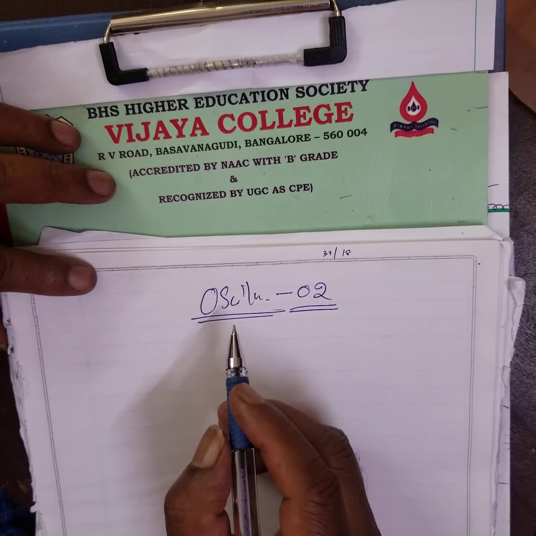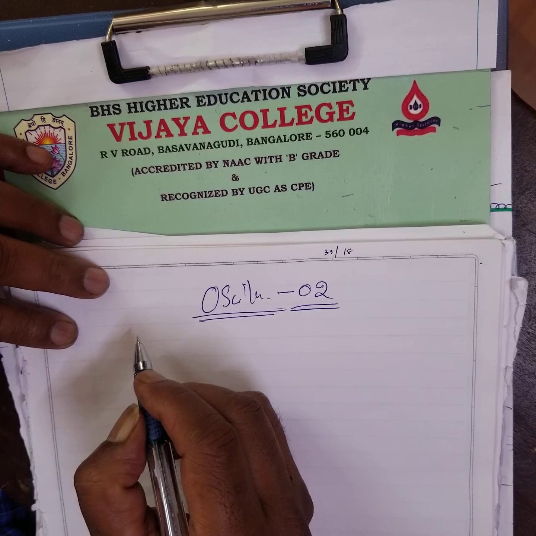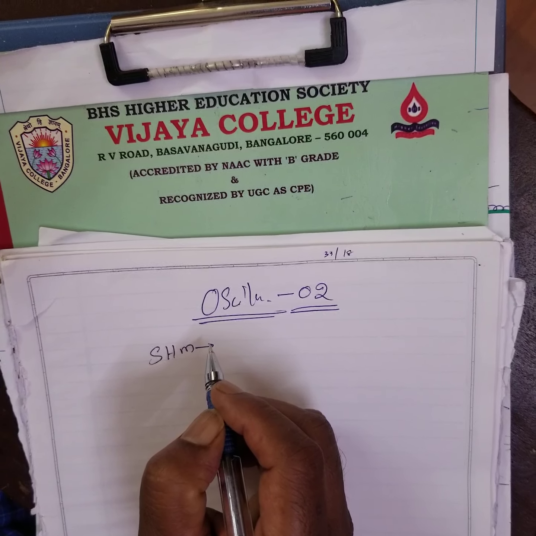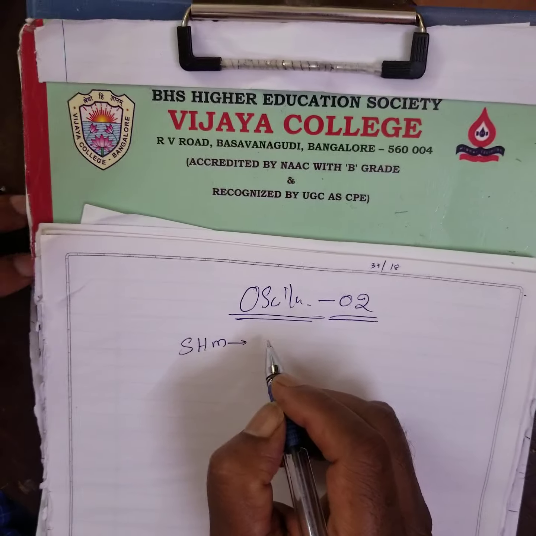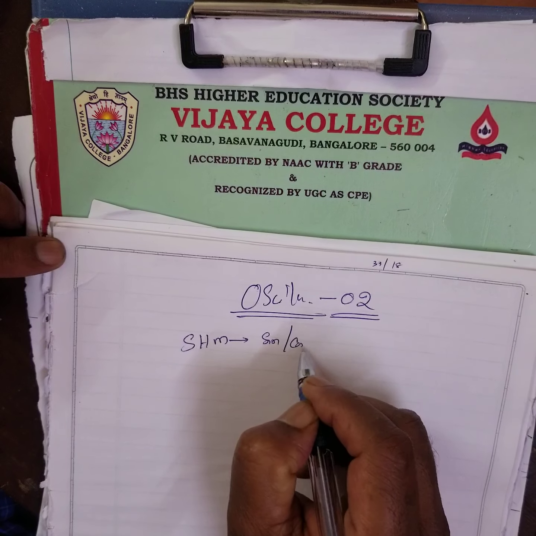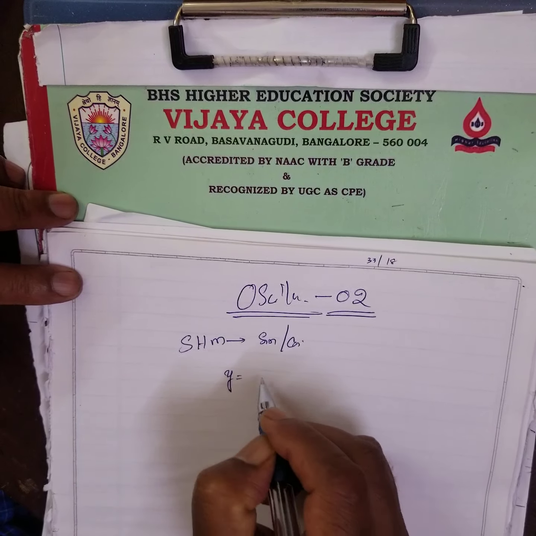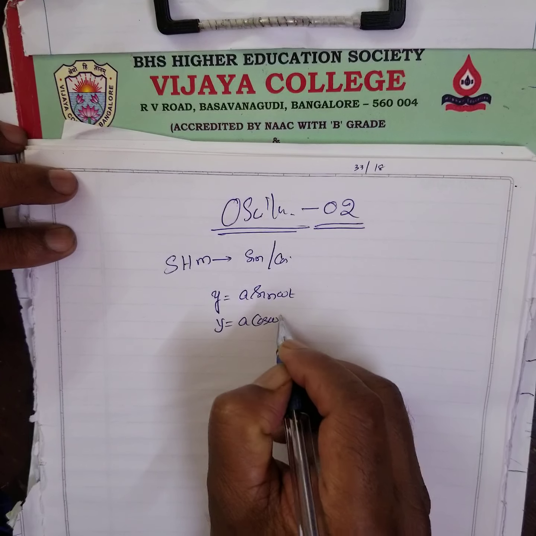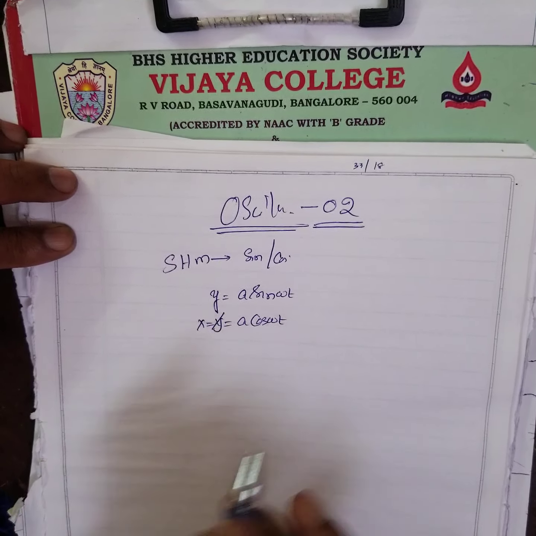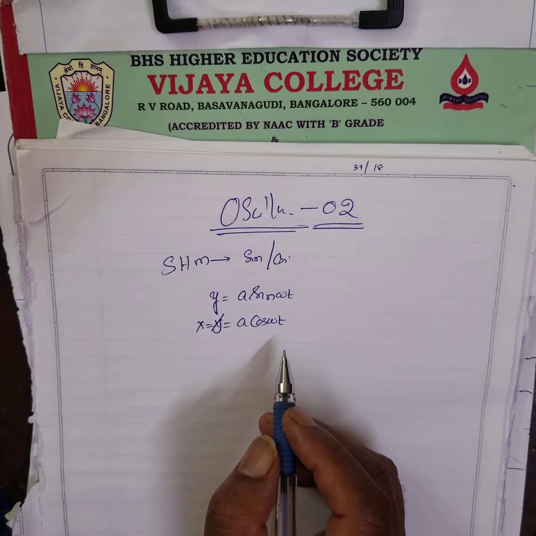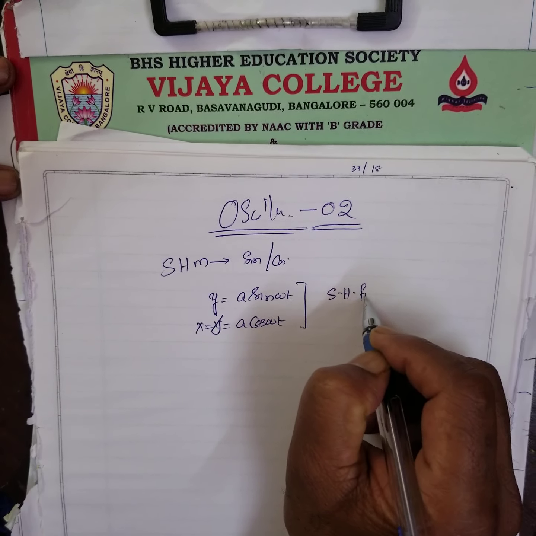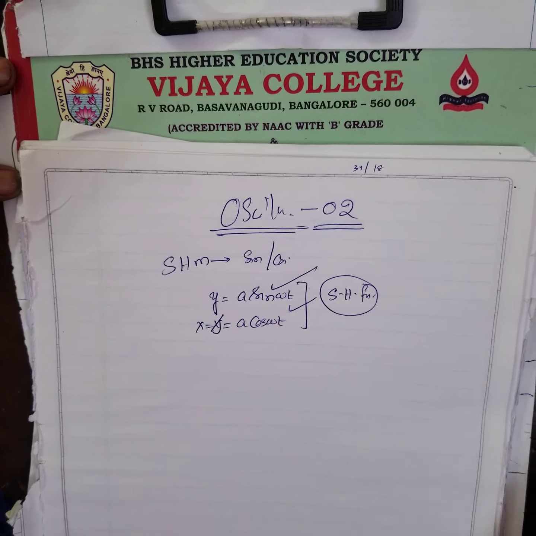See here, simple harmonic motion is always expressed in terms of sine and cos functions. In the last class I said y is equal to a sin omega t, or y is equal to a cos omega t, maybe I have written x, whatever it is. Then simple harmonic motion can always be expressed in terms of a simple harmonic function. That means it is either a sine wave or a cos wave.